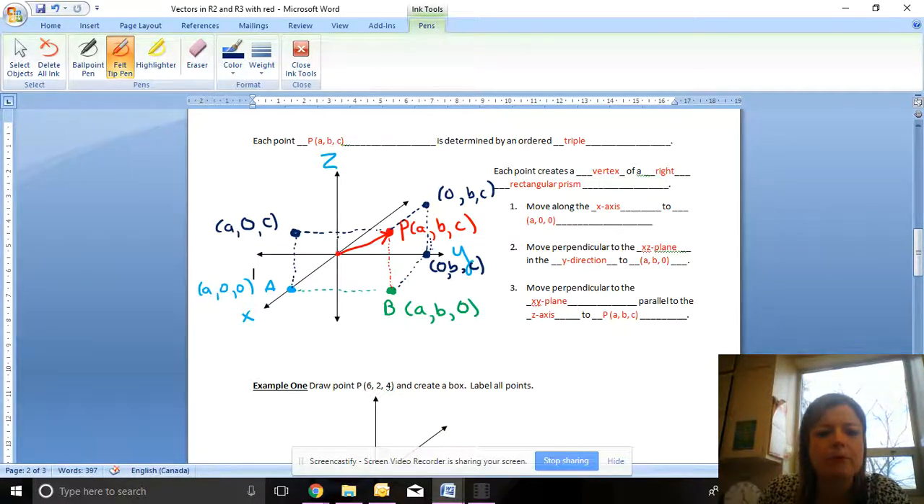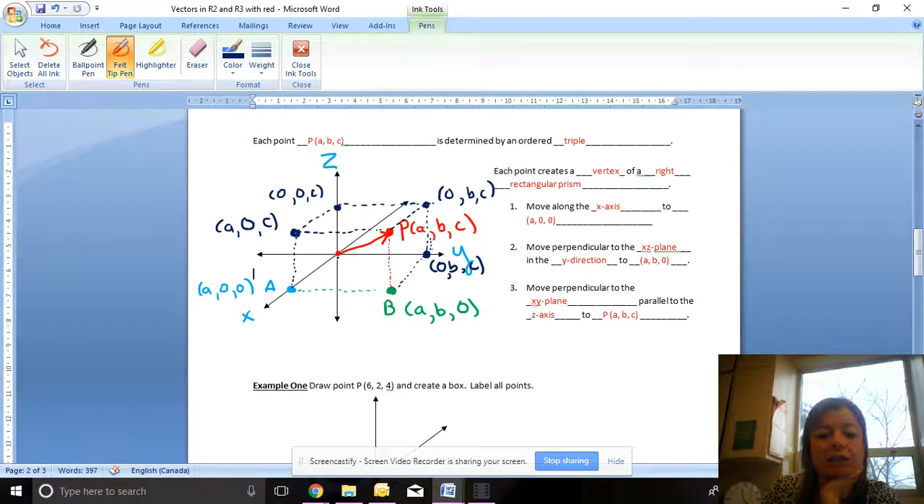And then from the origin, I can go up Z as far as I was supposed to. So that is just 0, 0, C, because I didn't go left or right. And then you can finish your box. Didn't do too bad for a trackpad. Okay, so this is the right rectangular prism, which we call the coordinate box, okay?